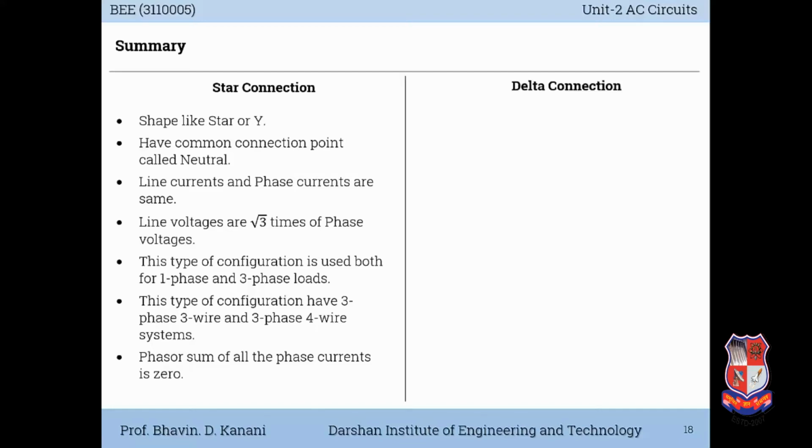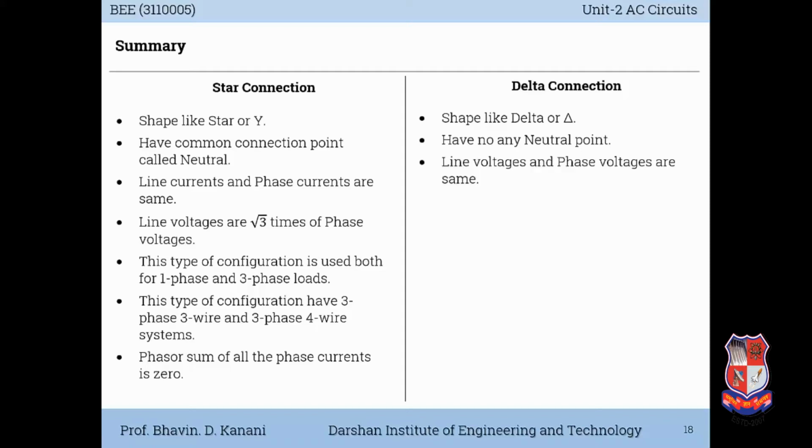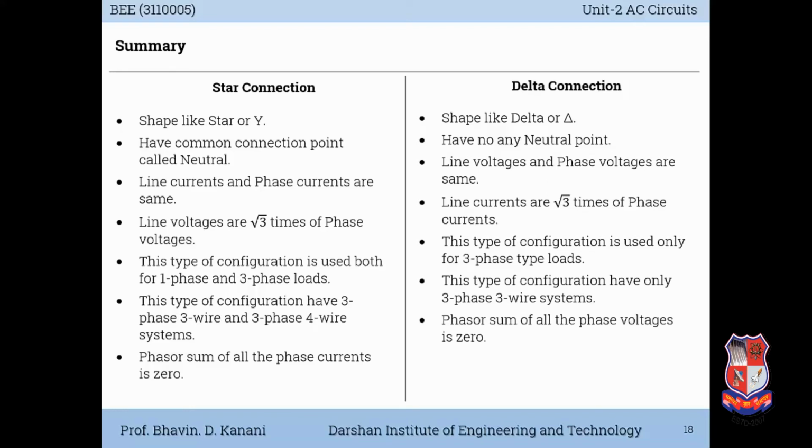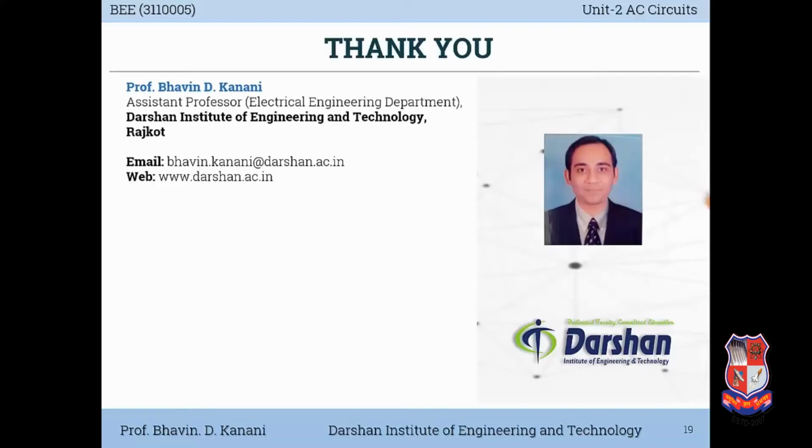Now for delta configuration, it shapes like delta, has no neutral point, line voltage and phase voltages are same, line currents are √3 times of phase currents. This type of configuration is used only for 3-phase type loads. This type of configuration has only 3-phase 3-wire system. The phasor sum of all the phase voltages is 0. So this is the summary.